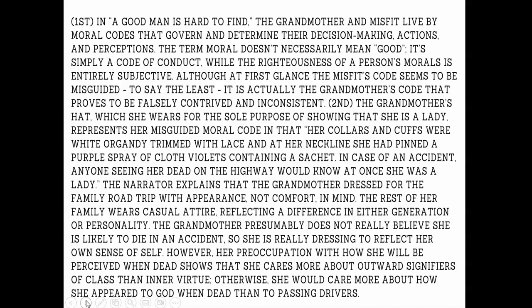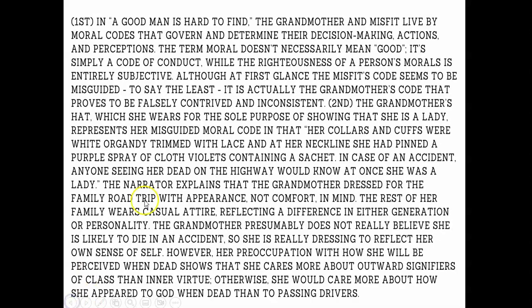However, her preoccupation with how she will be perceived when dead shows that she cares more about outward signifiers of class than inner virtue. Otherwise, she would care more about how she appeared to God when dead than to passing drivers. The misfit, on the other hand, governs his thoughts and actions by a different set of moral codes, codes that are more authentic and genuine. Well, let's talk about the chronology here in the sequence. Do you see how here we talk about the grandmother first and then the misfit?